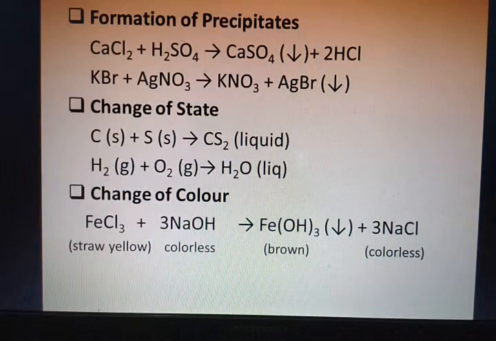Now, another example of change of color. We can take lead nitrate solution and potassium chromate solution. Lead nitrate is a colorless solution. Potassium chromate is a light yellow solution. When they react together, they give a brilliant yellow precipitate of lead chromate.